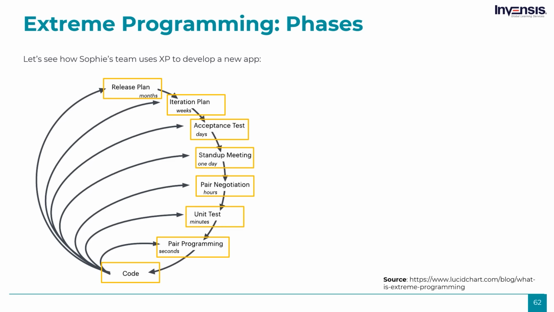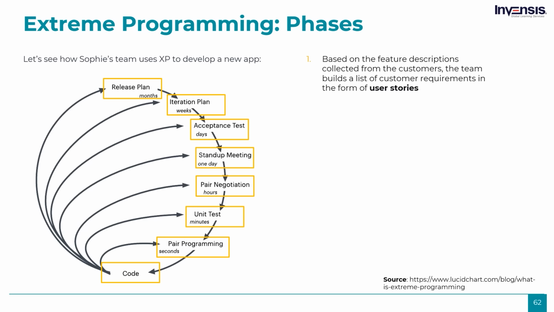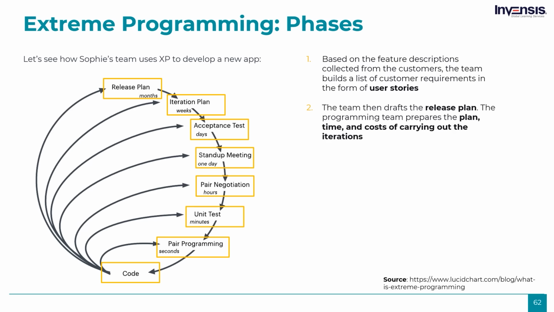Let's check how Sophie's team uses XP to develop a new app. The first phase of extreme programming's life cycle is planning, where customers or users meet with the development team to create user stories or requirements. Based on the feature descriptions collected from customers, in the form of user stories, Sophie builds a list of customer requirements. These requirements are then used to draft a release plan for the entire game. The software developers write the test plan for each iteration as a final planning activity.